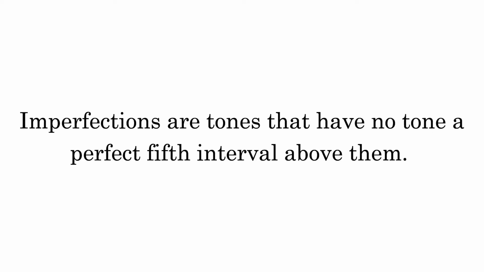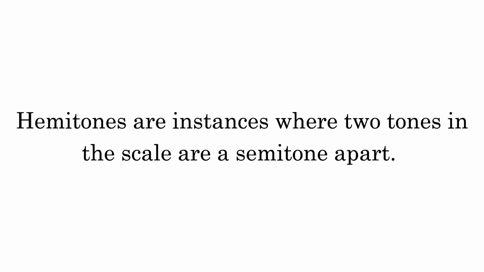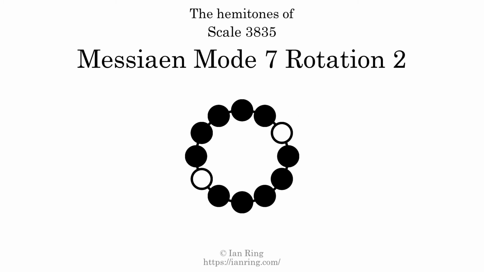Imperfections are tones that have no tone a perfect fifth interval above them. This scale has 2 imperfections. They are at positions here and here. Hemitones are instances where 2 tones in the scale are a semitone apart. This scale has 8 hemitones. They are at positions here, here, here, here, here, here, here, and here.